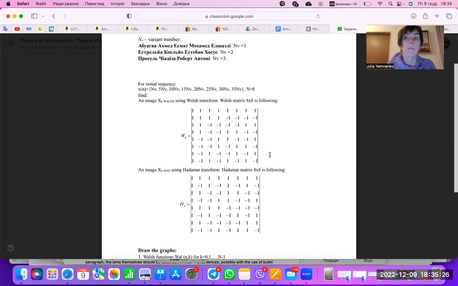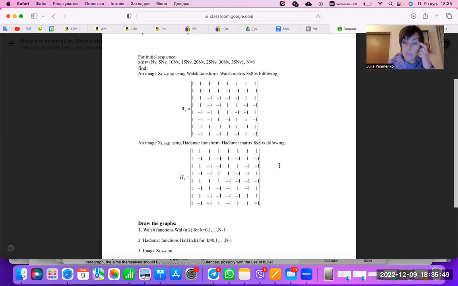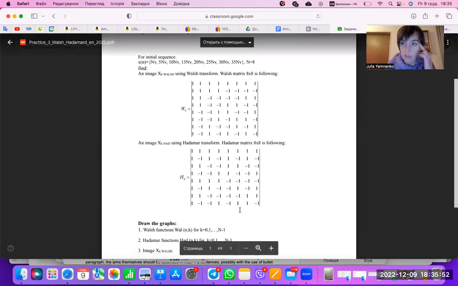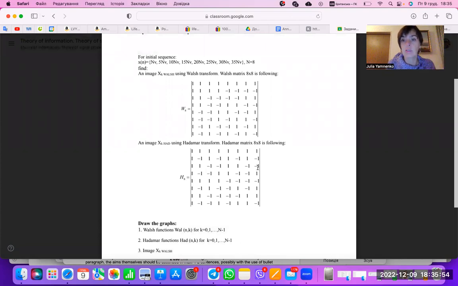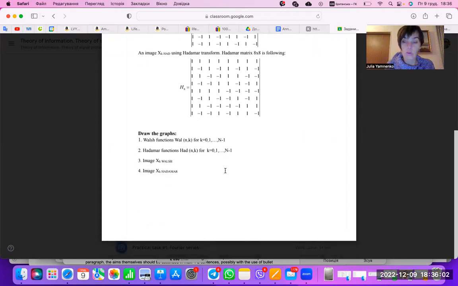So all the rows should be the same, but placed in a different order. This is important. The result is that when you calculate the Walsh spectra and then the Hadamard spectra, these two sequences should contain the same numbers, but placed in a different order, like the rows in the matrices. So the Hadamard spectra should contain the same values as the Walsh spectra, but in a different order. This is a checklist that you should control.